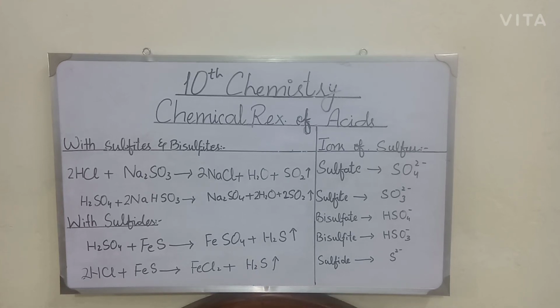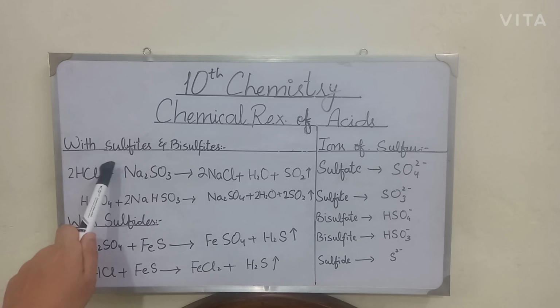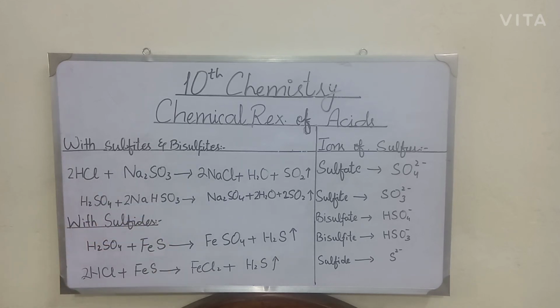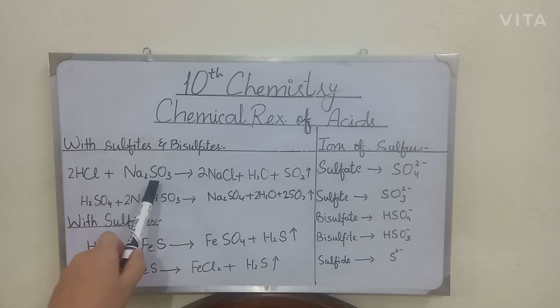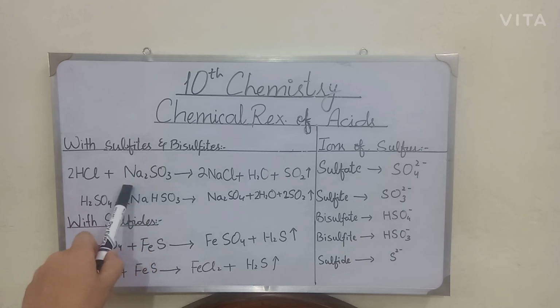So let's discuss some reactions of these ions with the acid. First of all, we will discuss the reaction of the acid with sulfites and bisulfites, HSO3 negative and SO3 2 negative ions. First, we will discuss the sulfite ion. When the acid HCl reacts with sodium sulfite, Na2SO3, in this compound you can see that the SO3 ion is present.